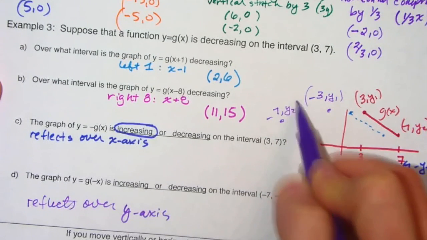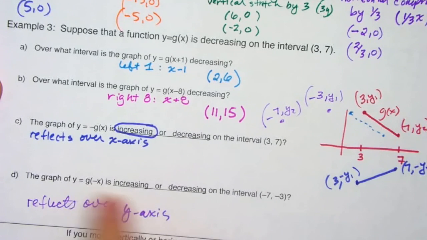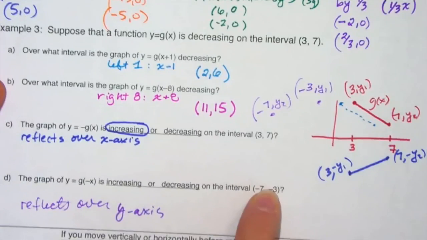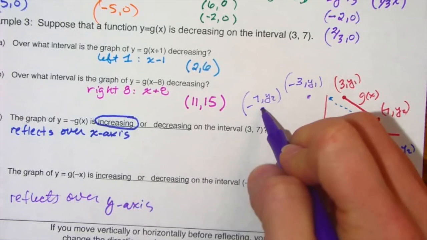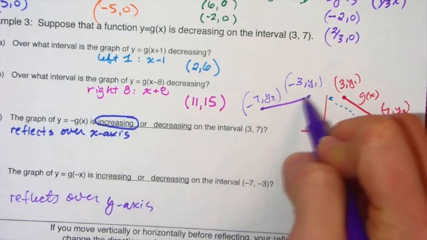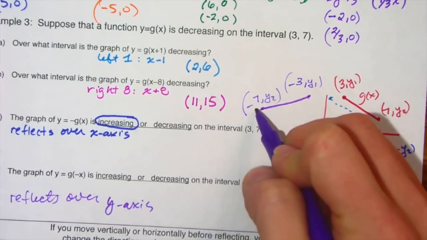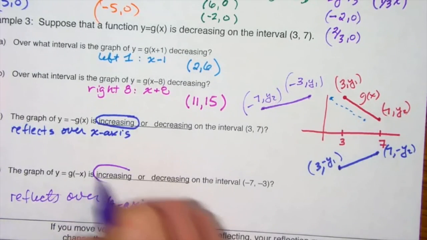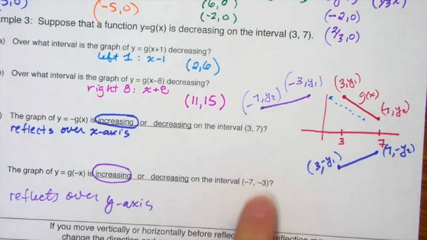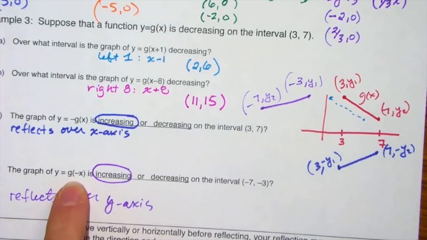Now notice, someone had pointed out, it's on this interval from negative 7 to negative 3. The reason why it has to be this interval is because when you do this graph, we want to look at what happens between negative 7 and negative 3. And what's happening between negative 7 and negative 3? It is increasing. Okay, so this did change because of that reflection. All right, everybody good with that?